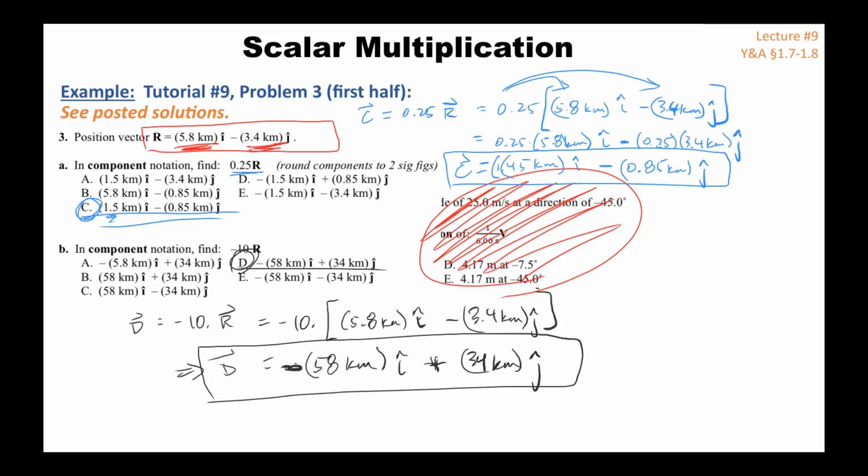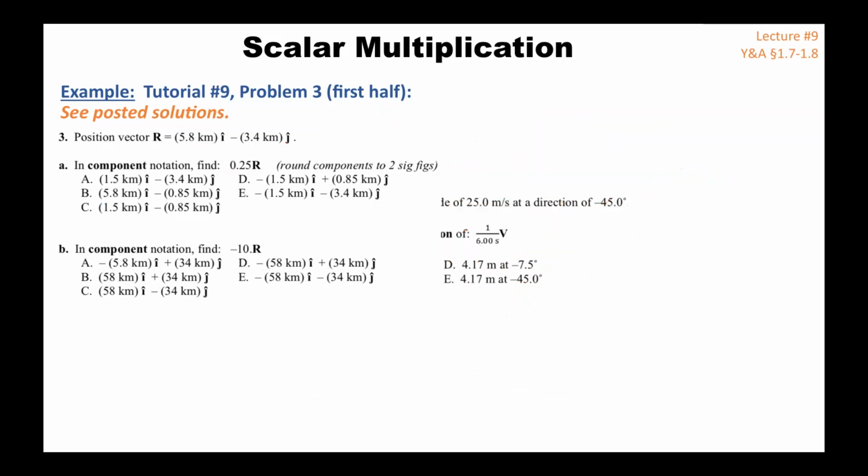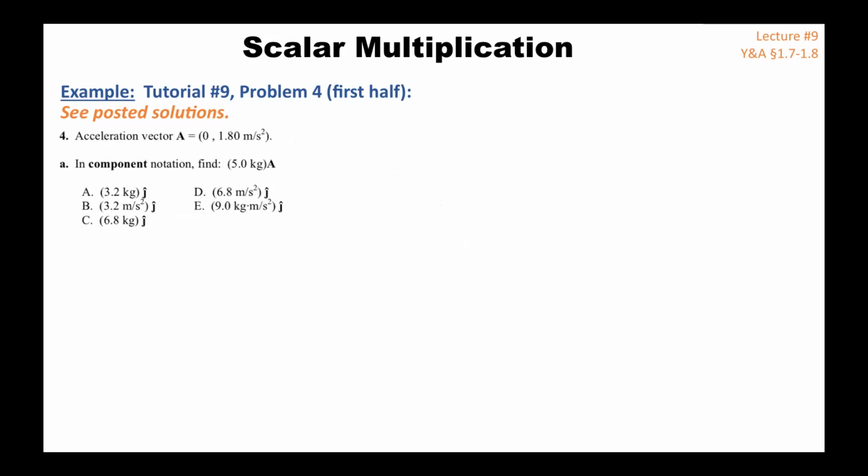I'll leave parts C and D for you as extra practice. And finally, let's do one last example with component notation, but multiplying through by a scalar that has some units. And that is 4a. So suppose that we start with an acceleration vector, and we're told what this acceleration vector is in component notation. Okay, so there's an x and a y component.